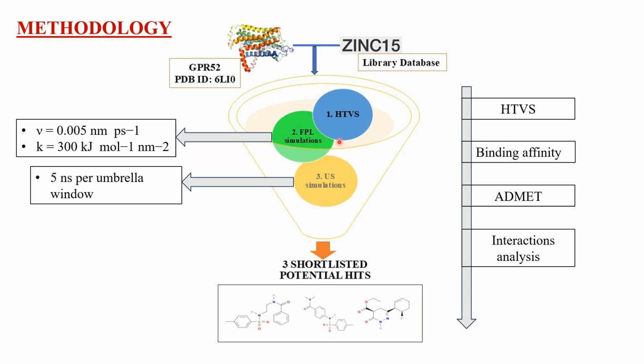After this, we performed fast pulling of ligand simulations and umbrella sampling simulations of the shortlisted compounds. To perform the fast pulling of ligand simulations, we used a pulling velocity of 0.005 nanometer per picosecond and a spring constant of 300 kilojoule per mole per nanometer square, and ran for 500 picosecond. While in the case of umbrella sampling simulation, each umbrella window was run for 5 nanosecond.